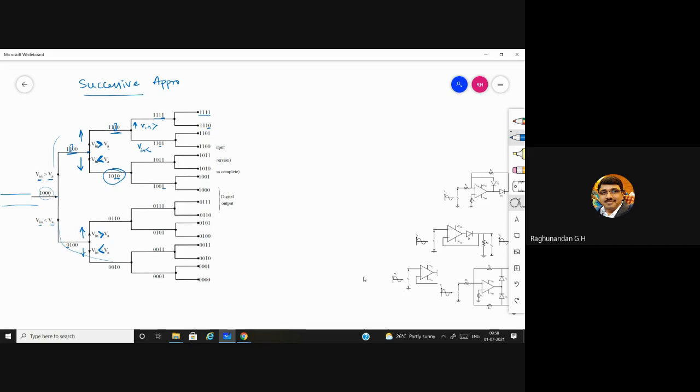Suppose even after doing this, input is greater compared to this value, then what we do is we have to retain the same value because we have already passed all the 4 bits. If the present value is lesser compared to the input value, the input is lesser compared to the approximated value, then we have to make the latest changed bit as 0.